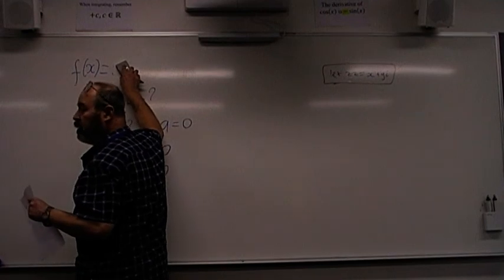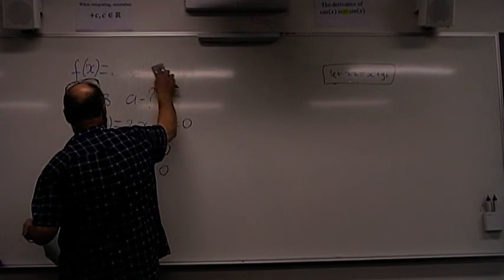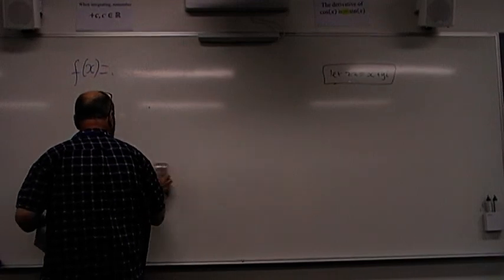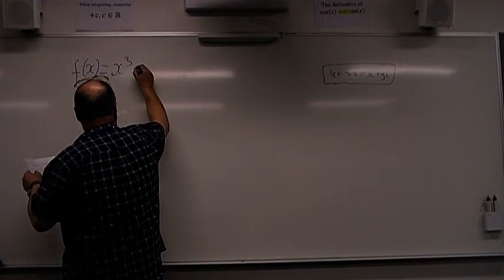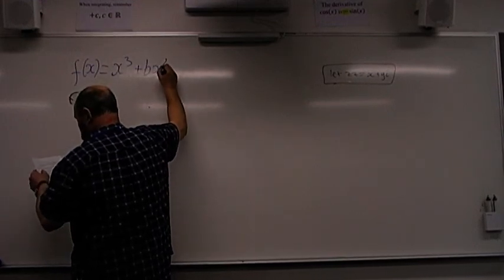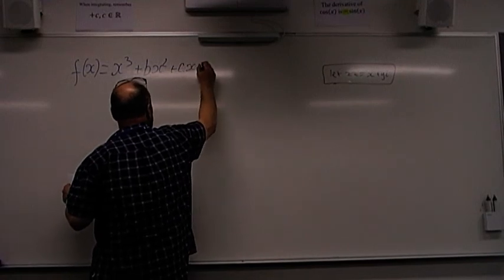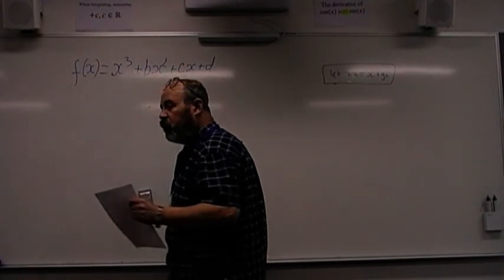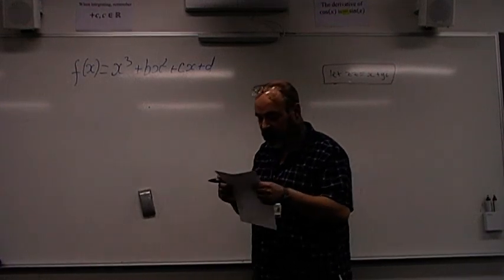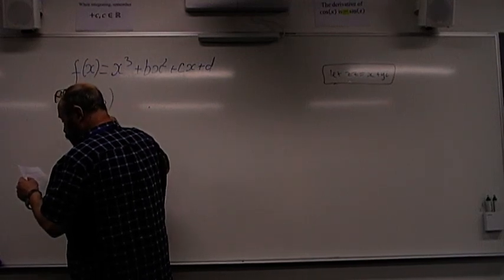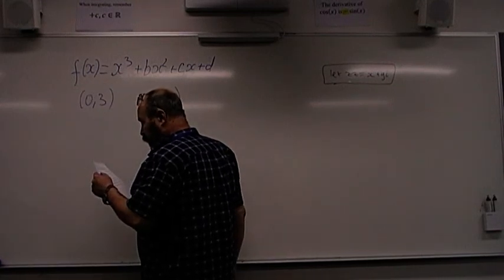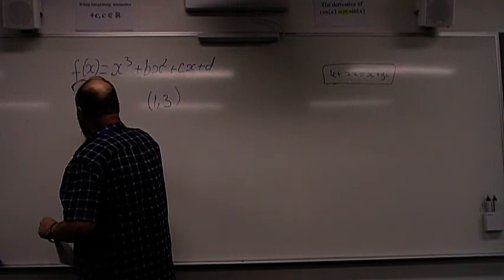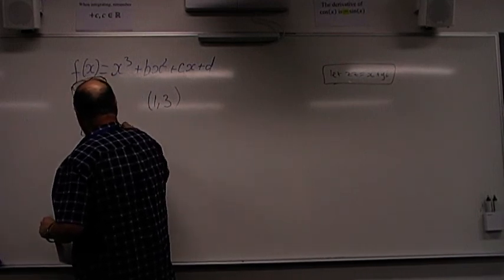Next example. We have now a cubic function. I suggest that taking notes will be helpful. Let's consider the cubic function x cubed plus bx squared plus cx plus d. We know about this cubic function that it passes through the point 0, 3, and it has a stationary point at 1, 3. Based on this information, we need to find b, c, and d.